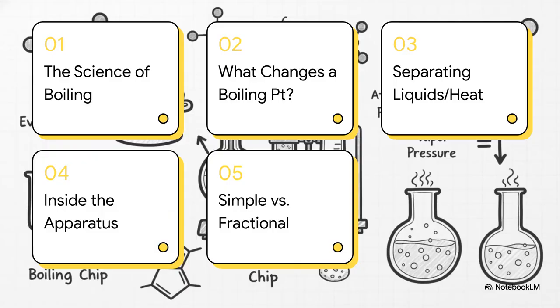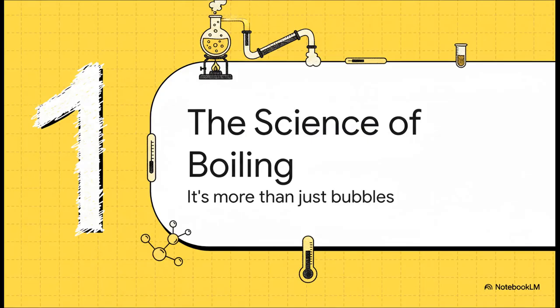All right, here's what we've got on tap. First, we'll get into the science of what boiling really is. Then, we'll figure out why different things boil at different temperatures. After that, we're diving into how we use that knowledge to separate liquids with heat, taking a close look at the whole distillation setup. And to wrap it all up, we'll compare the two main types, simple and fractional distillation. Okay, let's get right into it.